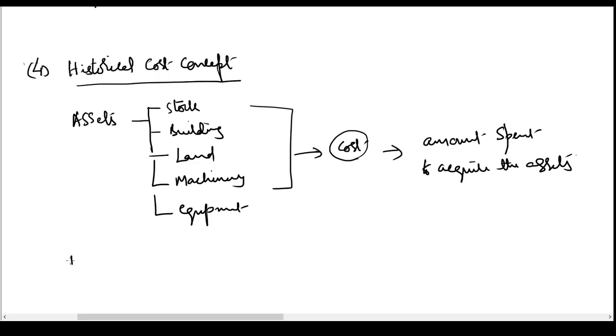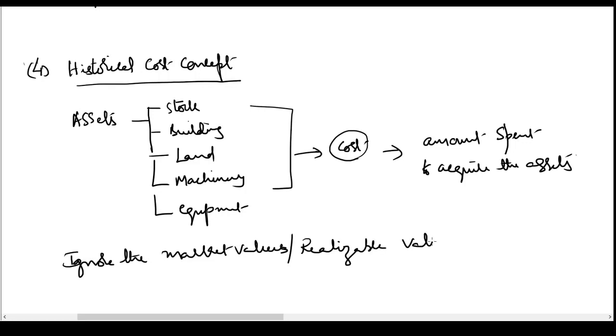What are we going to ignore? Ignore the market values, the market values or realizable values. So we are going to ignore the market value of the goods, we are going to ignore the realizable value of the goods, and we are going to show the assets in the books at cost. That means the expenditure which was incurred to acquire the assets, ignoring the market values.